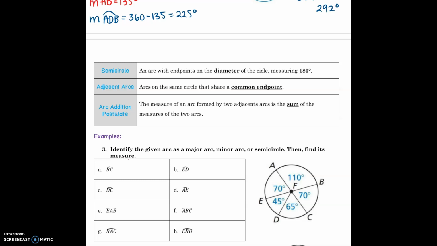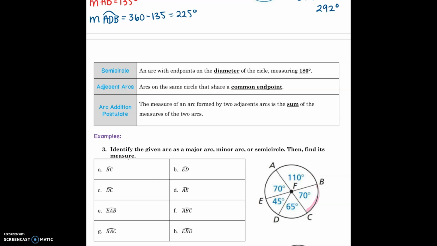So two arcs that are right next to each other. And the arc addition postulate will be used to find the measure of an arc formed by two adjacent arcs, and that's going to be the sum of the two measures. If we take a look at example 3, we want to identify if the given arc is a major arc, minor arc, or semicircle, and then find its measure. So we're first going to look at arc BC.